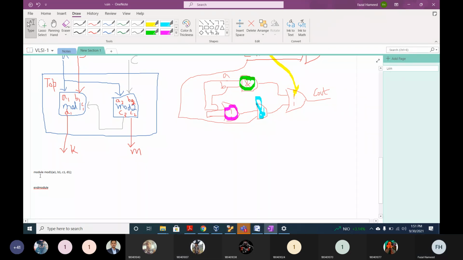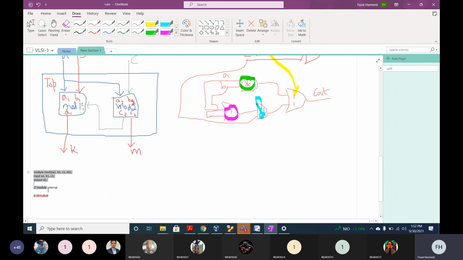What will be the internal of this module? What are the inputs? A1, B1, C1 are also inputs, right? Yes, C1 is also an input. Very good. And what is the output of module 1? D1. Okay. Now, what is the module internal? We don't know. There will be some module internal, maybe some gates. We are not going into more and more detail.